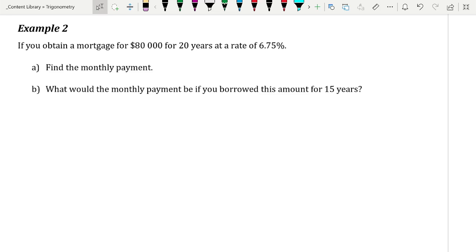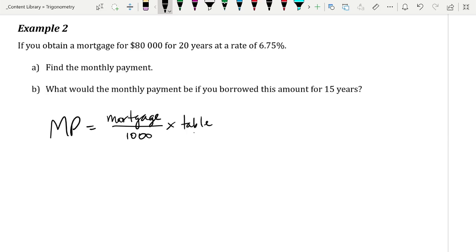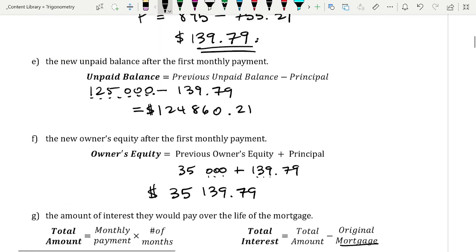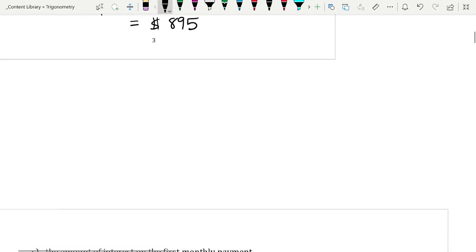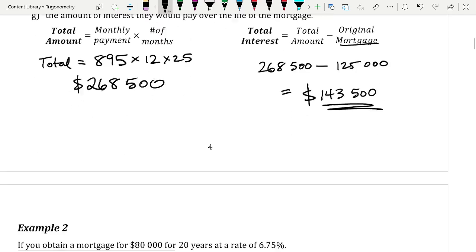Okay, so the first thing we have to do is find the monthly payment. The formula is the mortgage divided by 1,000 times the table value. You don't have to write this formula down every time. I'm just doing it to show you what it looks like. It's the same formula that we used in yesterday's example.